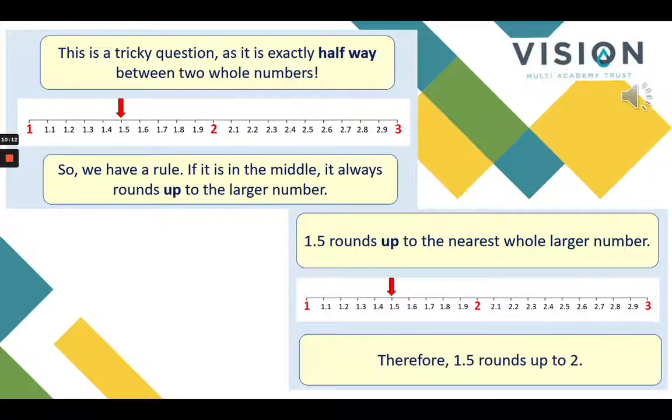This is a tricky question as it is exactly halfway between two whole numbers. So we have a little rule. If it is in the middle, it is always rounded up to the larger number. For example, 1.5 rounds up to the nearest whole larger number. Therefore, 1.5 rounds up to 2.